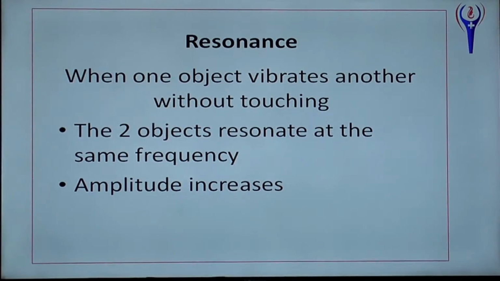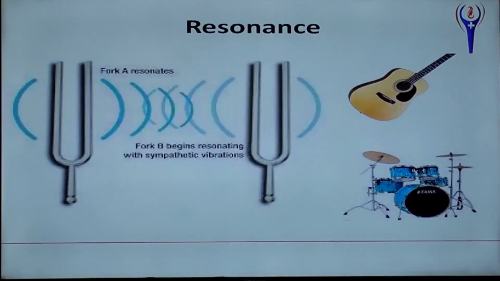Resonance: when one object vibrates another without touching, the two objects resonate at the same frequency and the amplitude increases. Already I said for the resonance condition, the amplitude will increase. So amplitude increases means sound will increase. For example, two tuning forks. I don't know whether you have seen them or not; for showing, I am mentioning. Both will vibrate with the same frequency, then apart from that sound, it vibrates with extra sound. That is the amplitude increase.